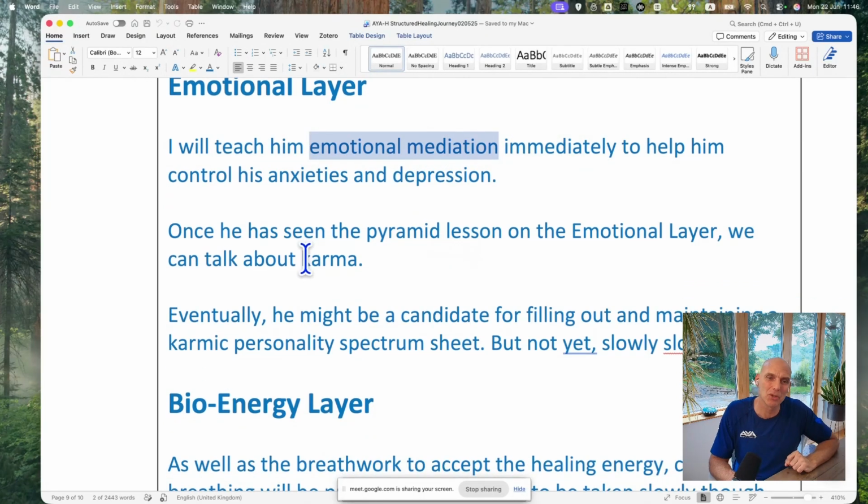And then we can start talking about karma, maybe after he's seen the lesson on the emotional layer, because it's probably easier for him to see that lesson and have it introduced to him, and then you can carry on the conversation in the meetings then.